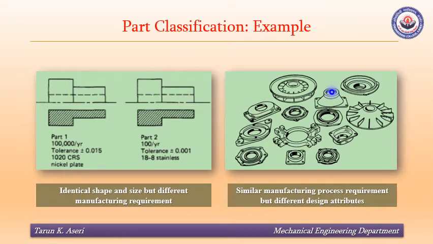So with this example, we can understand that parts that look similar in shape could have different manufacturing requirements, and parts that look different in design could have a similar manufacturing process.